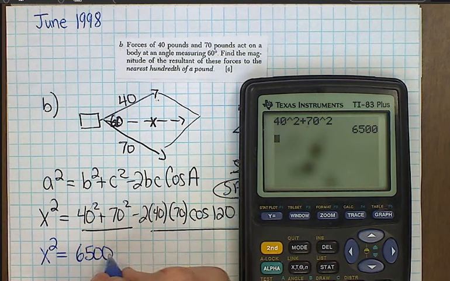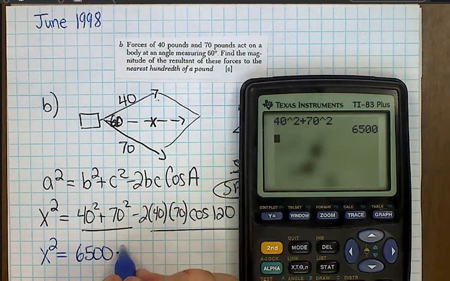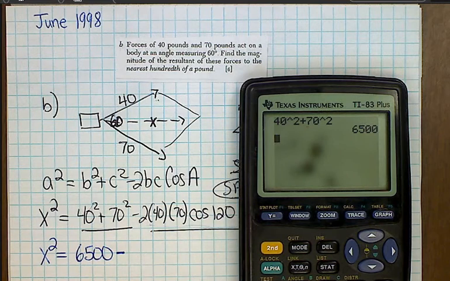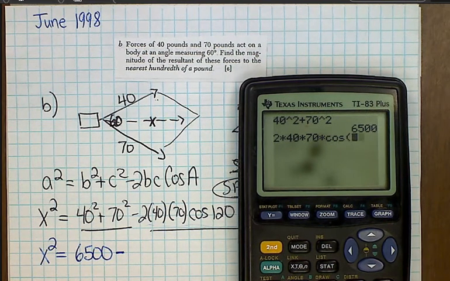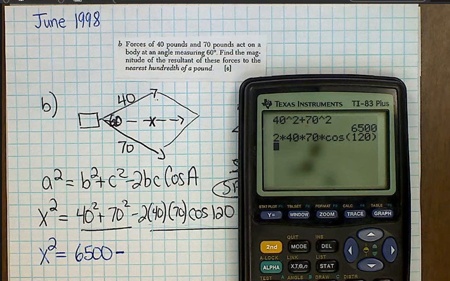There's my minus. So I'm going to drop the minus sign down. I'm not going to put it as far as the problem. Now I'm going to evaluate all of this and watch what happens. 2 times 40 times 70 times cosine 120. I believe I have everything in there. I hit enter. I get negative 2,800.